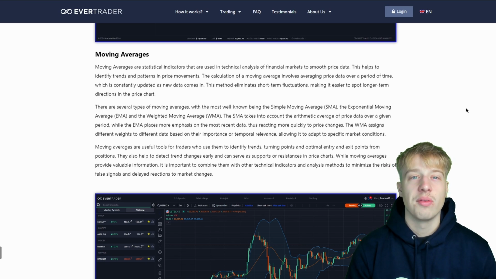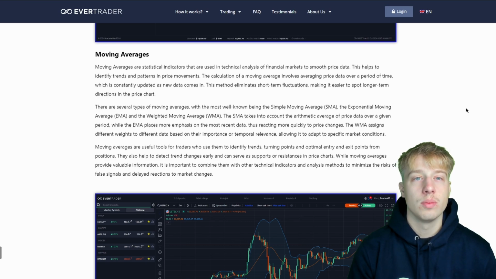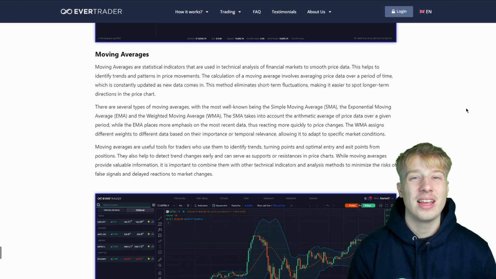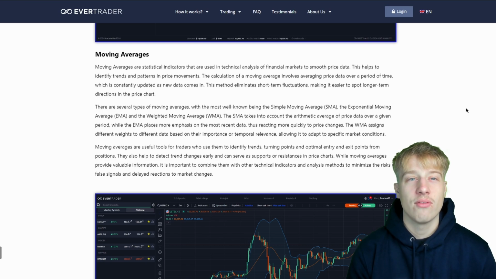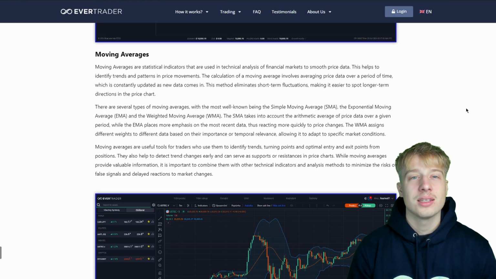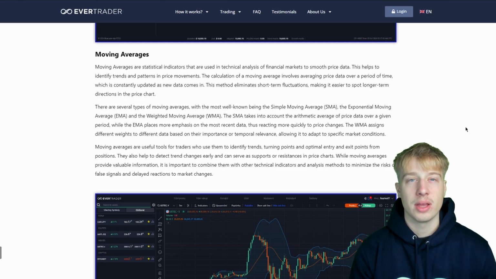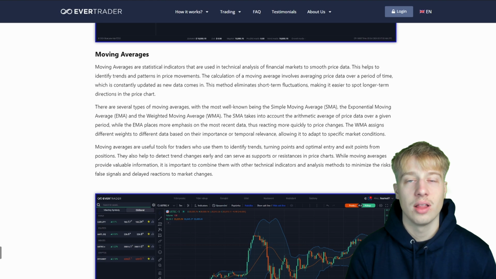There are several types of moving averages, with the most well-known being the simple moving average, or SMA. Then we have exponential moving average, EMA, and the weighted moving average, WMA. The SMA takes into account the arithmetic average of price data over a given period, while the EMA places more emphasis on the most recent data, thus reacting more quickly to price changes. The weighted moving average, or WMA, assigns different weights to different data based on their importance or temporal relevance, allowing it to adapt to specific market conditions.